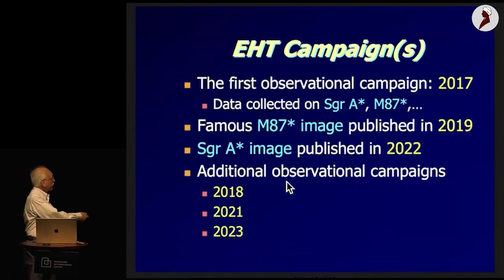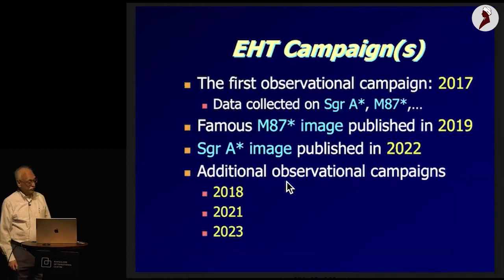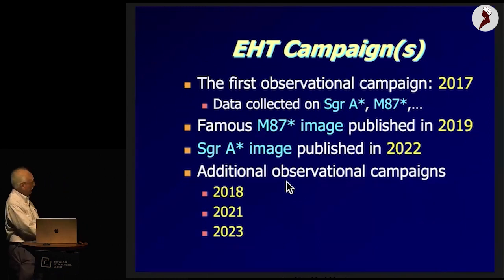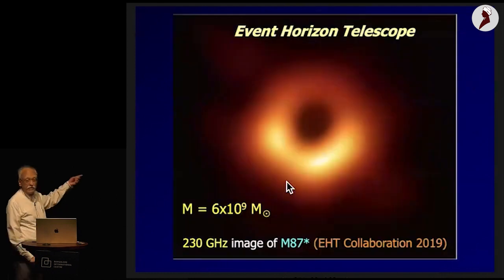The first data were collected in 2017, on these two objects and some other objects as well. But this is the main story. The first results were published in 2019. It took 2 years to really analyze and be sure that we had the right answer. It's a very difficult experiment. And that is this famous image. This is the image of the black hole in M87.